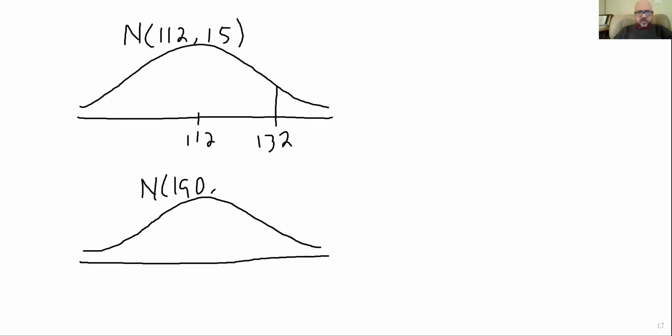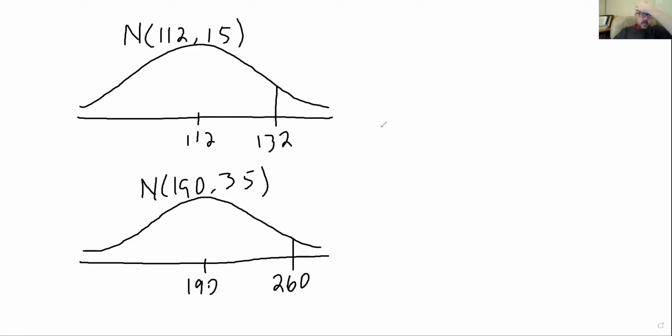I'm not going to switch my screen though. 35. 35. So we got 190 here. And then John was 260 pounds. So here, 260. So the question is, which of these is more unusual?